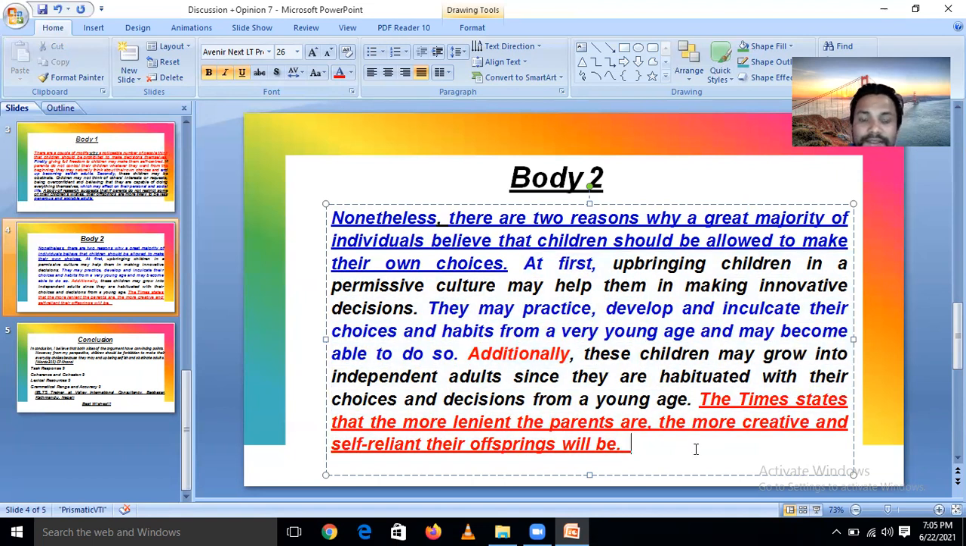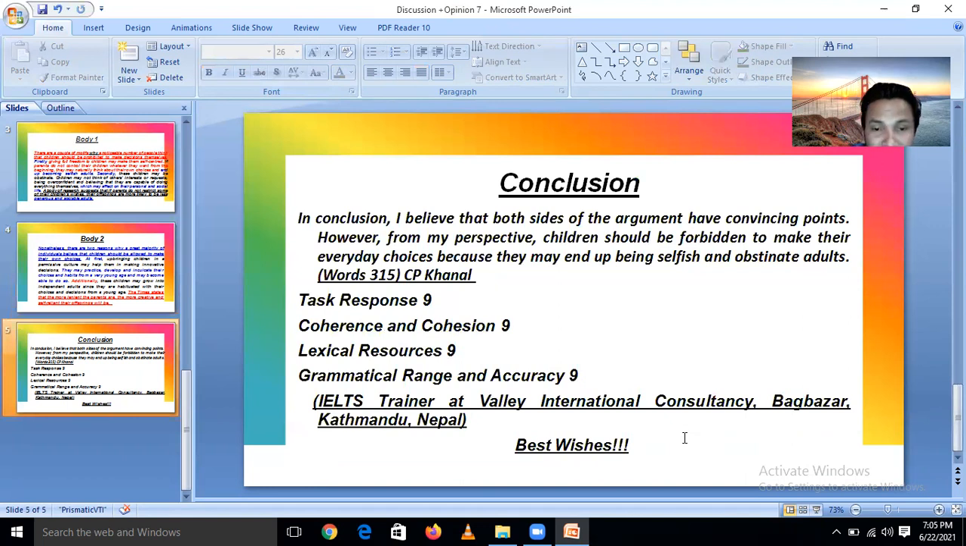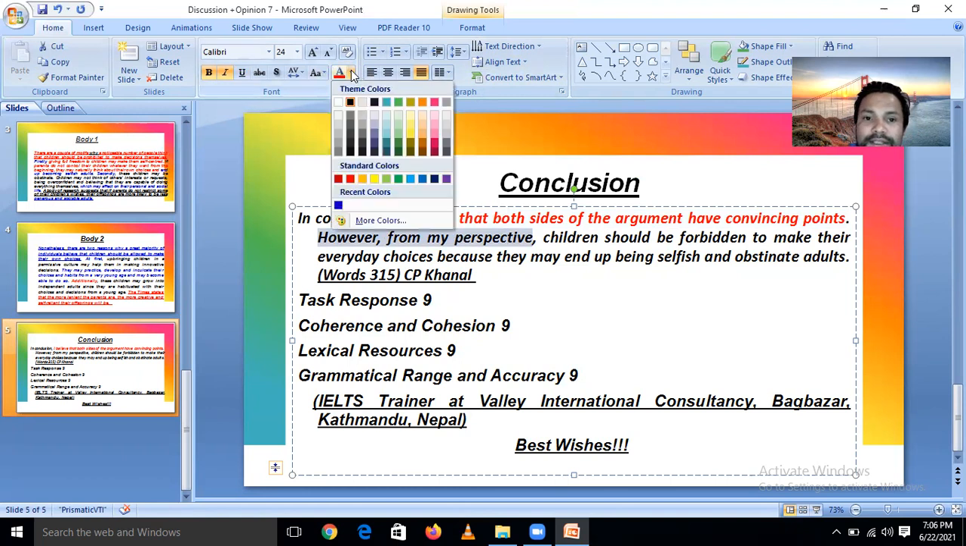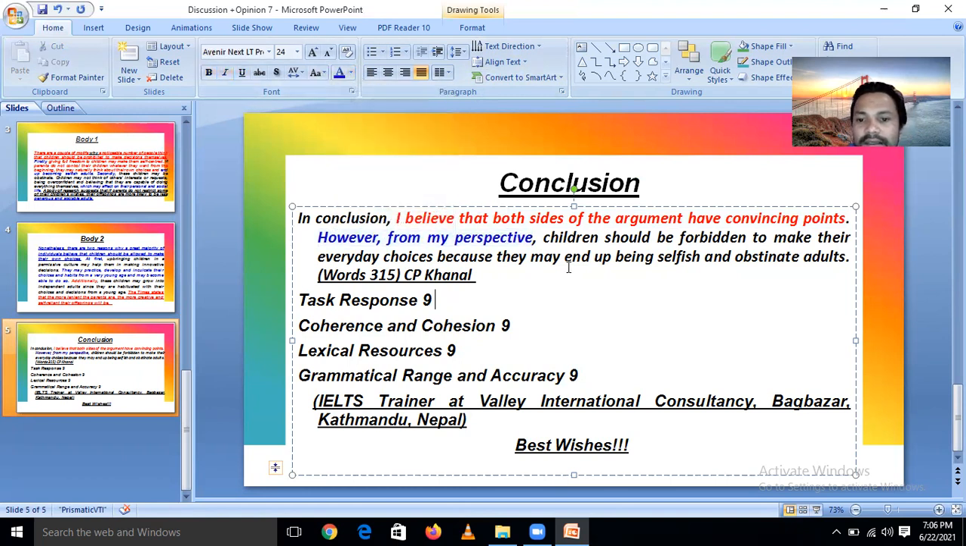Now, let's go to the conclusion. In conclusion, the same structure: I believe that both sides of the argument have convincing points. They both have convincing points. However, from my perspective, you need to be specific. You need to contradict from the overall opinion. Children should be forbidden, they shouldn't be allowed, should be prohibited to make their everyday choices. Why? Because they may end up being selfish. The children can become selfish and obstinate adults.